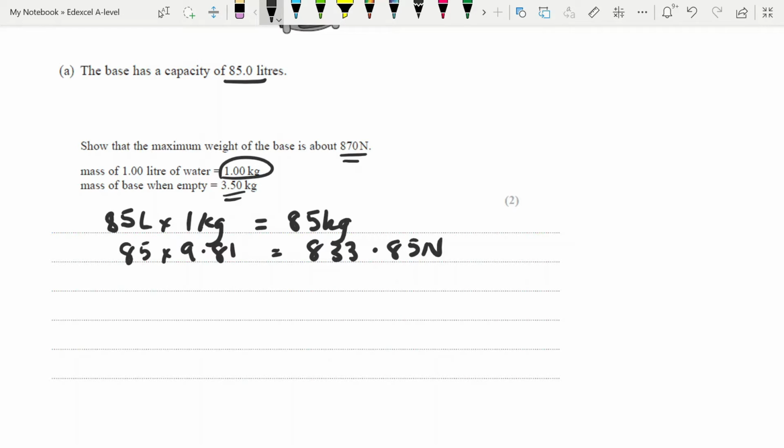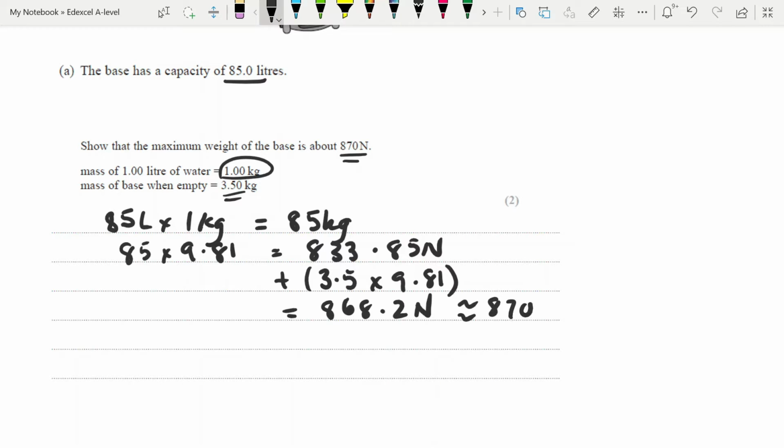But of course, remember, we have to add on the weight of the base. So we're going to add on 3.5 times 9.81 because that's in kilograms. And so we end up with 868.2 newtons, which is approximately equal to 870. Let's look at what the second part has to bring to us.